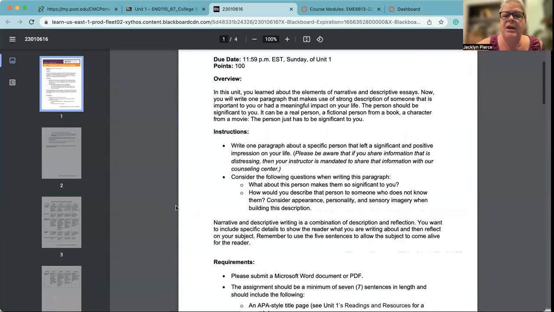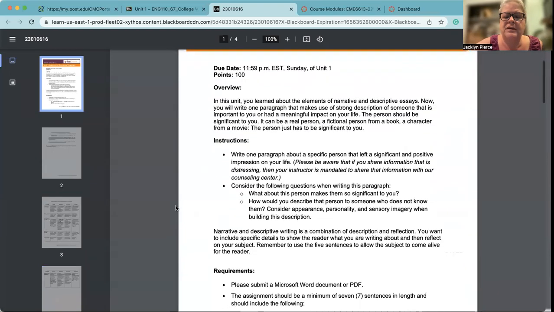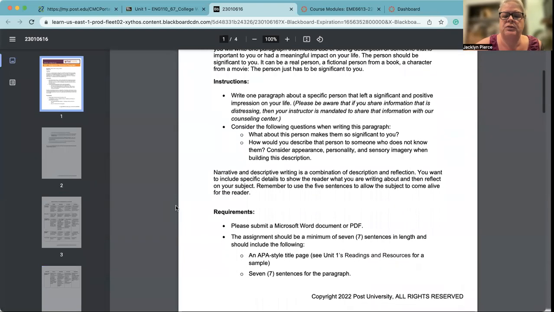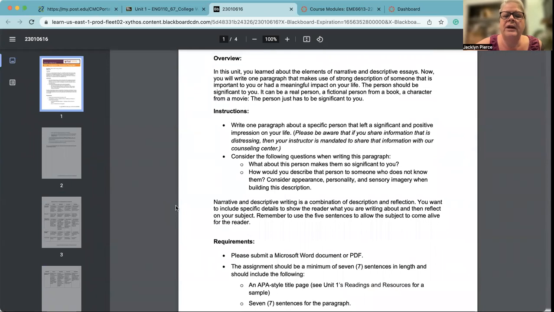I would get in the habit, if you're not going to print these out, of at least writing notes as you look at these. So write one paragraph about a specific person that left a significant and positive impression on your life. Consider the following questions when writing this paragraph. What about this person makes them so significant to you? How would you describe that person to someone who does not know them?